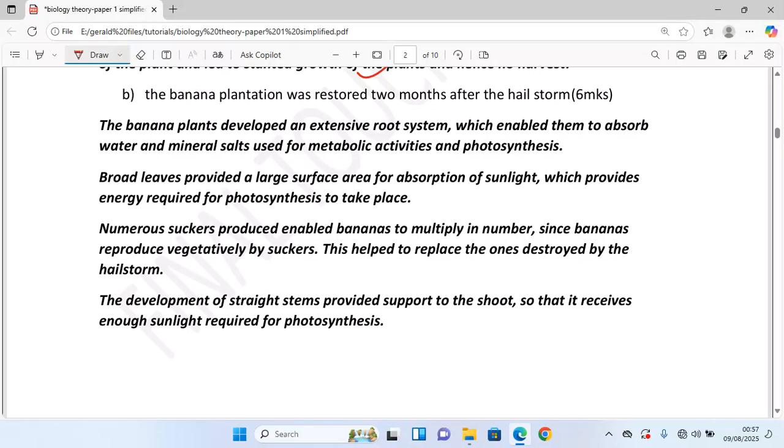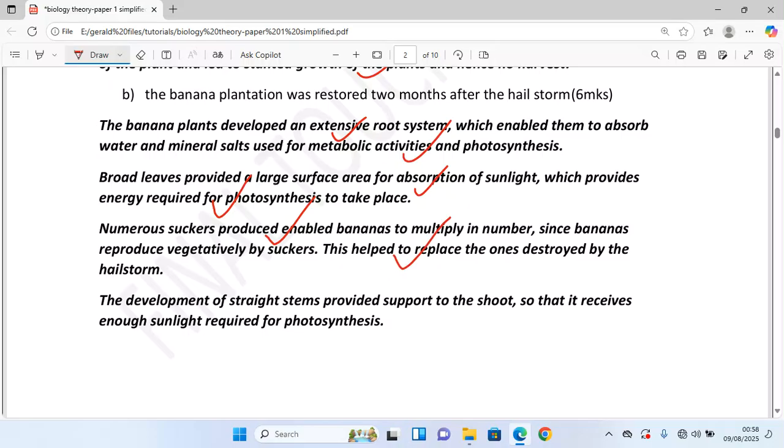So here we are saying the banana plants developed an extensive root system which enabled them to absorb water and mineral salts used for metabolic activities and photosynthesis. Then here we say broad leaves provided a large surface area for absorption of sunlight, which provides energy required for photosynthesis to take place. See? Numerous suckers produced enabled plants to multiply in number, and since bananas reproduce vegetatively by suckers, this helped to replace the ones destroyed by the hailstorm.